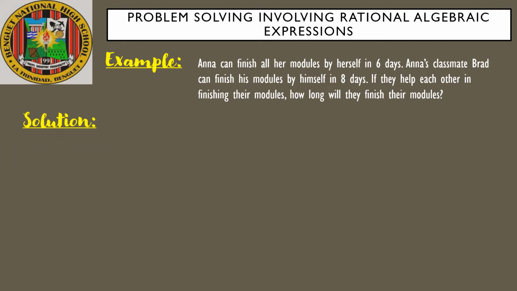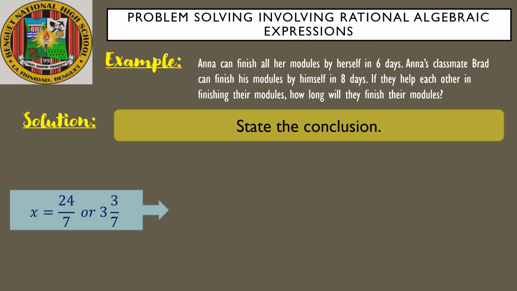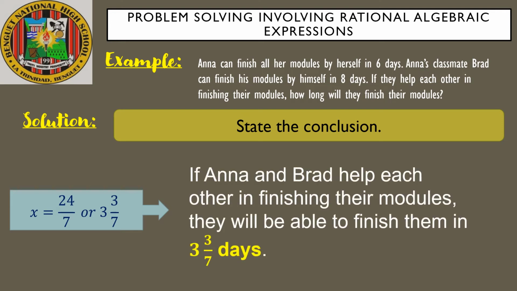Now that we know the value of x, we state our conclusion. From our solution, we find that x is equal to 3 and 3 over 7, which means that if Anna and Brad help each other in finishing their modules, they will be able to finish them in 3 and 3/7 days.